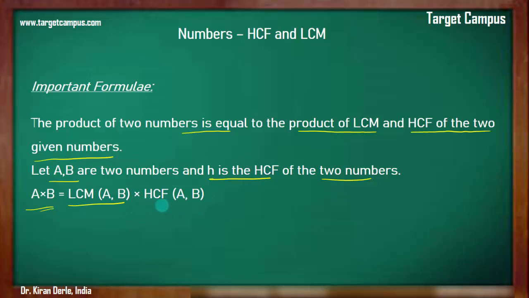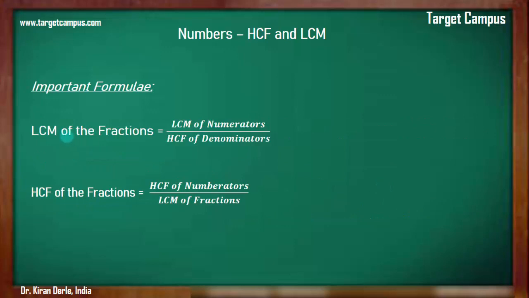We have a good number of questions on this formula in the question answer video. So for now, just see that the product of two numbers is equal to the LCM of the two numbers into the HCF of the two numbers. That's it for now. We'll solve a good number of examples on this. Fine. So the LCM of fractions is equal to the LCM of numerators upon the HCF of denominators.